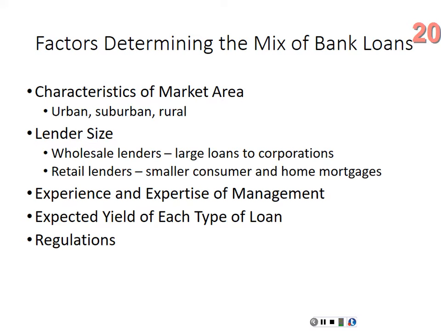Okay, now, not all banks make the same kind of loans. There are different factors that determine the type of loans that a bank will make. For example, first one listed here, the characteristics of the bank's market area. Does the bank operate in an urban area? If they do, they're going to have a different loan clientele and make different types of loans as compared to if a bank is in a suburban area or if they're in a rural area.